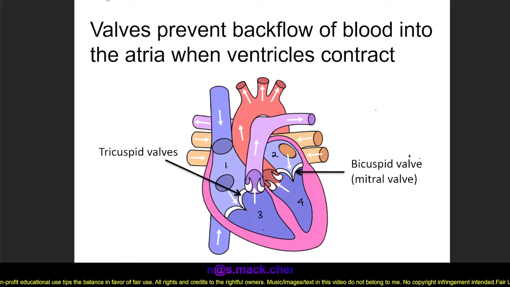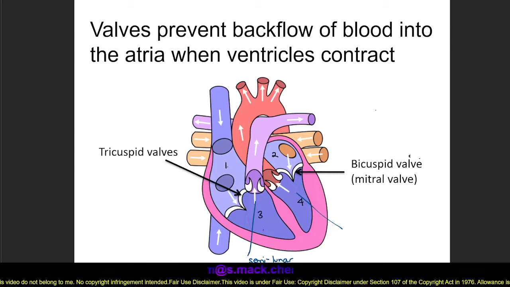On this diagram, I'm also going to point out two other sets of valves, and this is here and here. And these two sets of valves are what we call semilunar valves. And what I want you to take note of is the name of the valve.